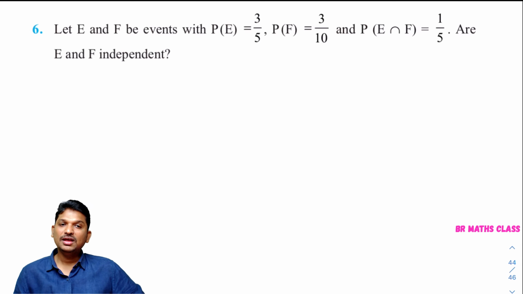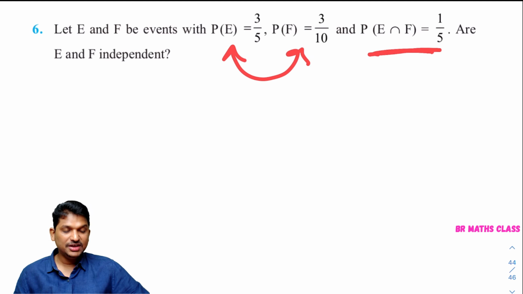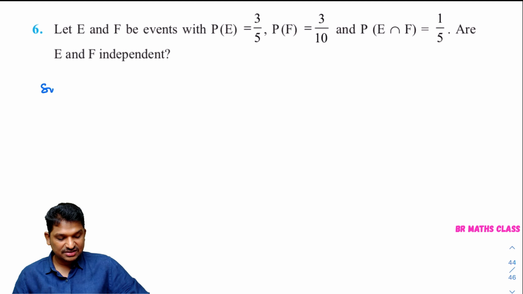Okay, 6, 7, 8, the last 3 questions. What are they asking? This seems to be an easy question. E and F are events. Probability of E given, probability of F given, probability of E intersection F given. They are asking, are E and F independent? How easy a question it is, right?